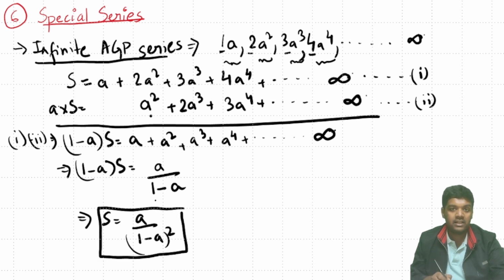So यहाँ पे आपने steps देखा. I have to identify whether it is an AGP infinite series. AGP series identify करने का मुझे common ratio चाहिए. मैं S equals to denote करूँगा entire series का summation. Now I will multiply the S with a, which is my common ratio, and I will shift one term to the right, and finally I will subtract these two equations and I will get my answer.